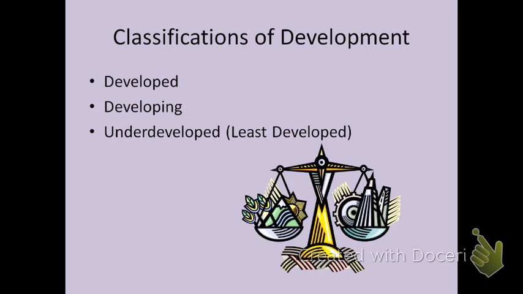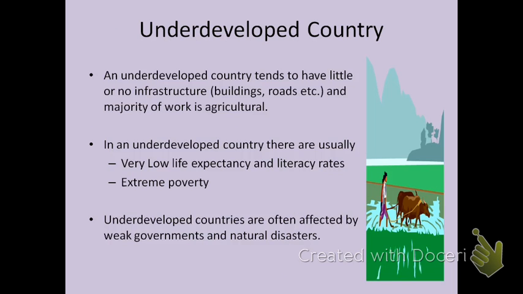The last classification is underdeveloped. These are also referred to as least developed. Underdeveloped countries tend to have little or no infrastructure, which means they have no buildings or roads or canals and things like that. And the majority of their work is agricultural. In an underdeveloped country, they usually have very low life expectancy and literacy rates, and you'll usually see extreme poverty. Underdeveloped countries are often affected by weak governments and natural disasters, which tend to keep them underdeveloped.